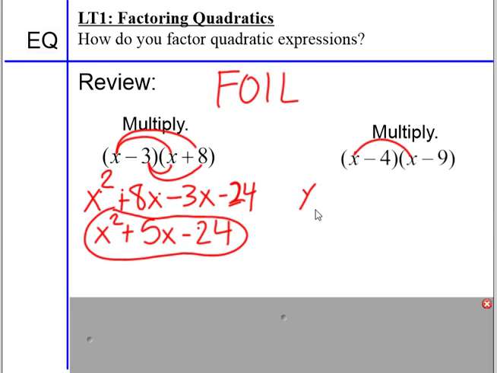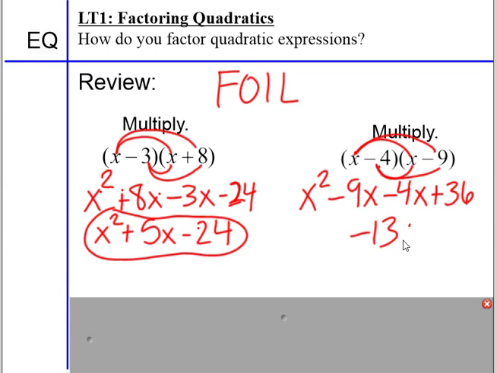X times x is x squared. X times negative 9 is negative 9x. Negative 4 times x is negative 4x. And negative 4 times negative 9 is a positive 36. Again, we have these two like terms right here in the center. Negative 9x and negative 4x together make negative 13x, with a positive 36 and an x squared in the front.